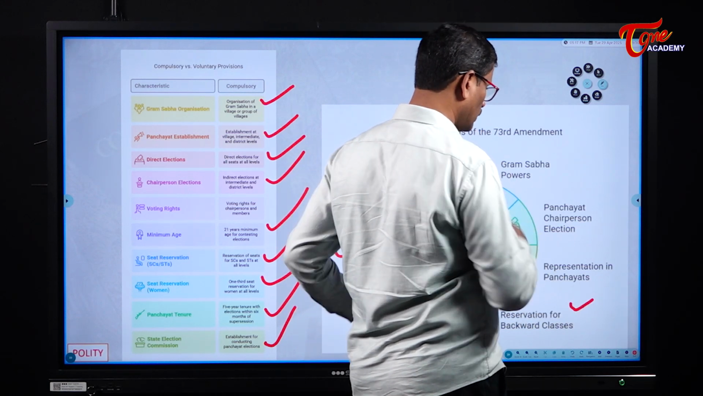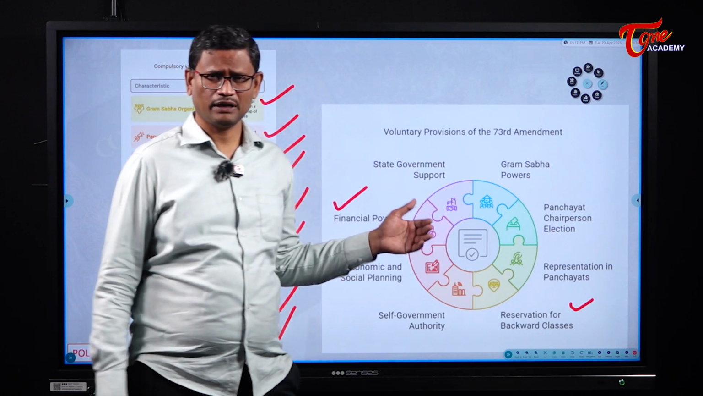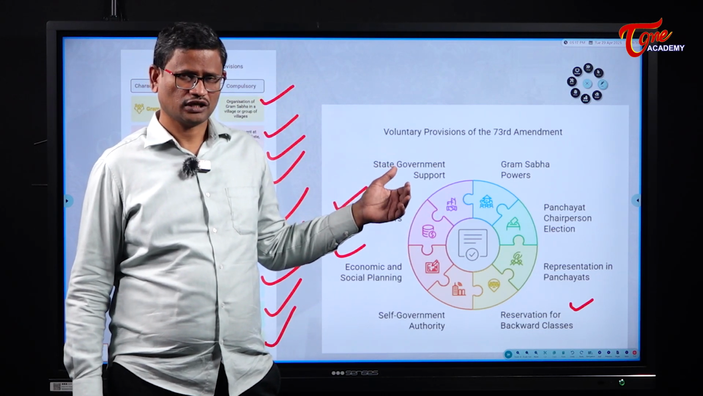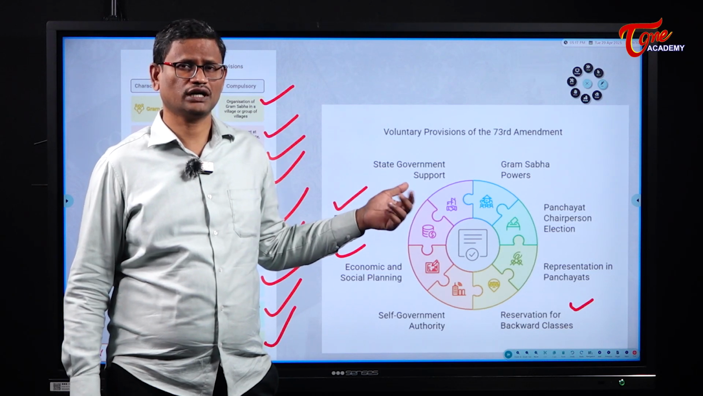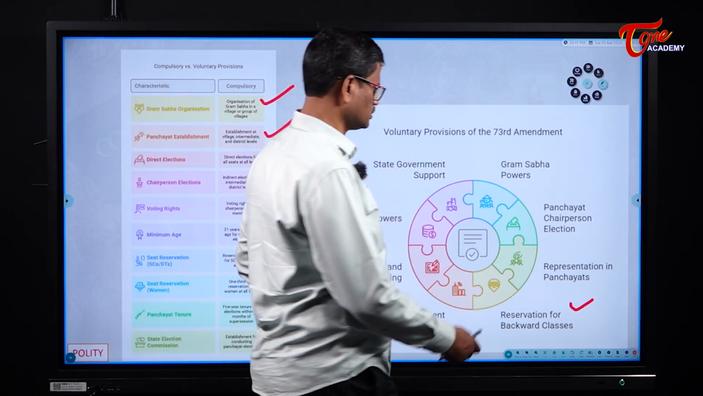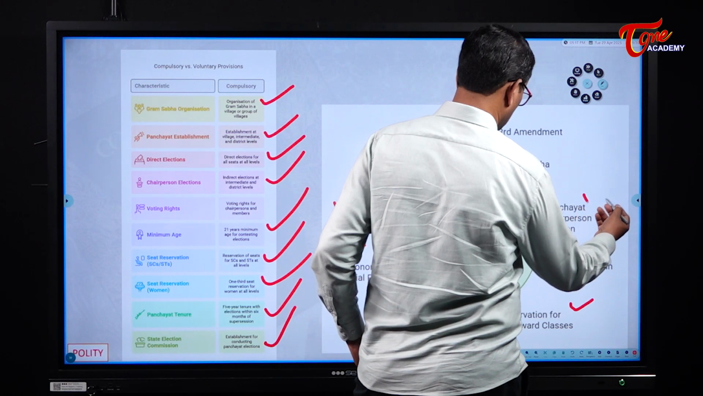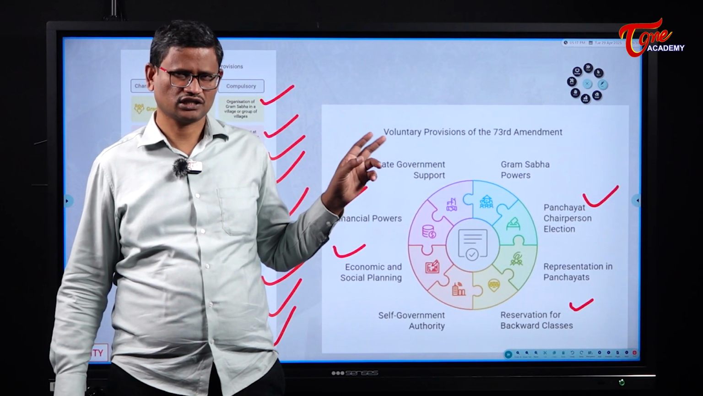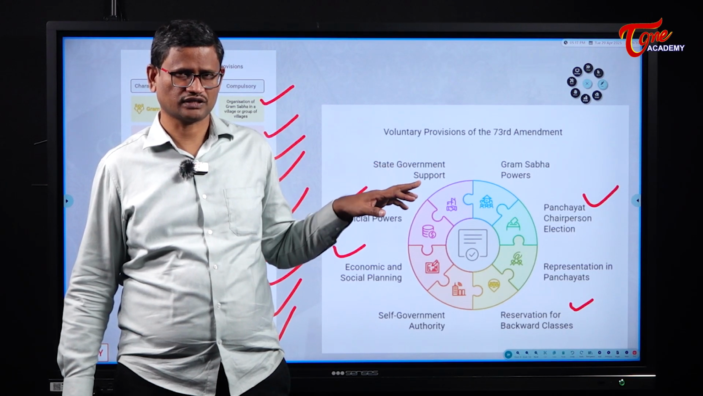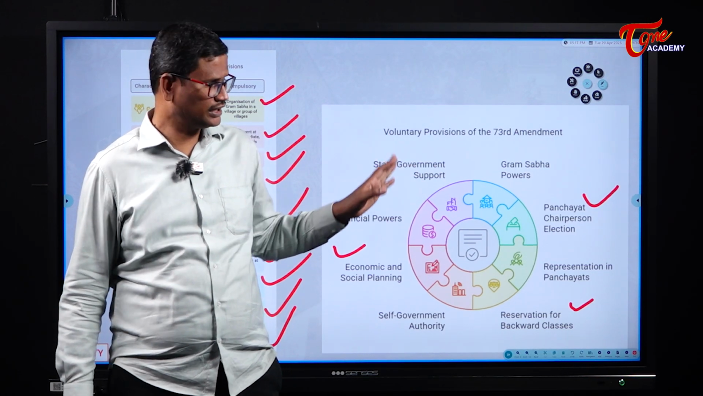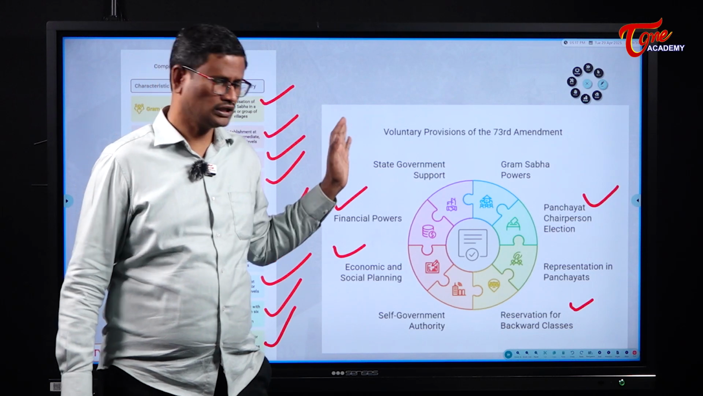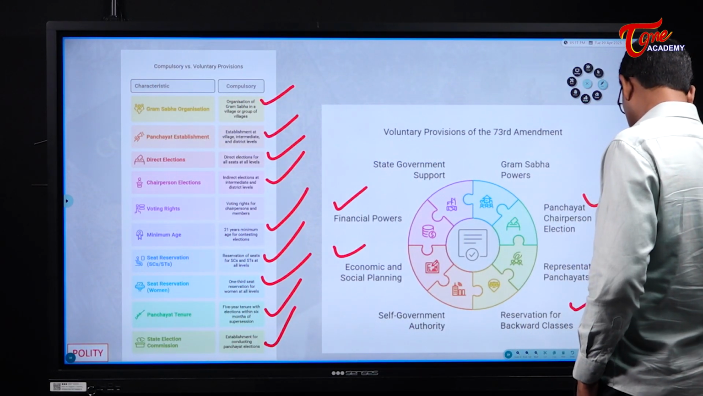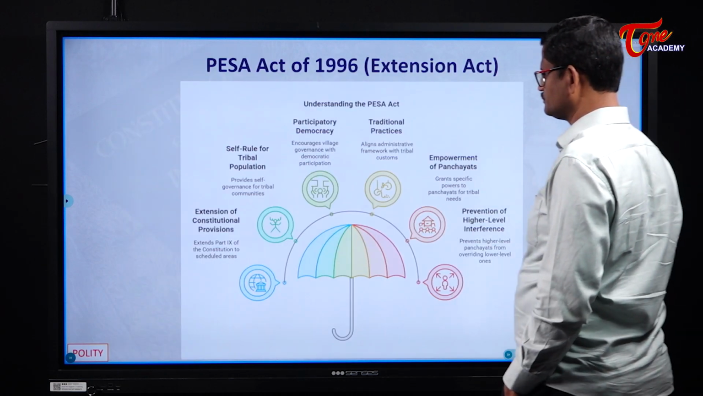Then whether to have an MP or an MLA or MLC to be the ex officio member of the Jilla Parishad or Mandal Parishad is again voluntary. It is left to the choice of the state. Then at the level of Grama Panchayat, whether to have a direct election of Sarpanch or indirect election of Sarpanch, it is left to the state government. That's again a voluntary provision. That's about the mandatory and voluntary provisions of the 73rd Amendment to the Indian Constitution.